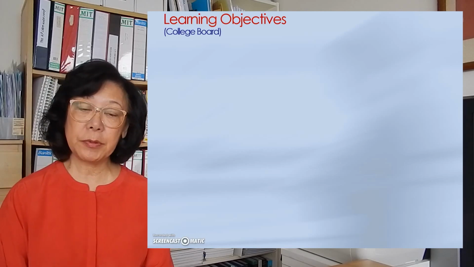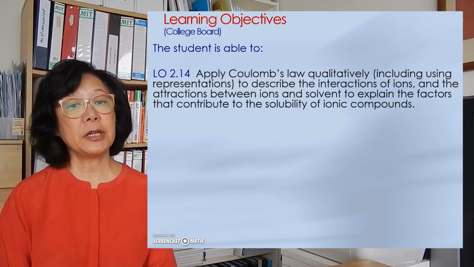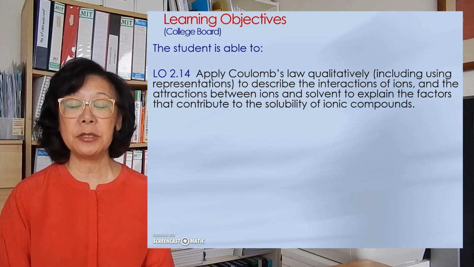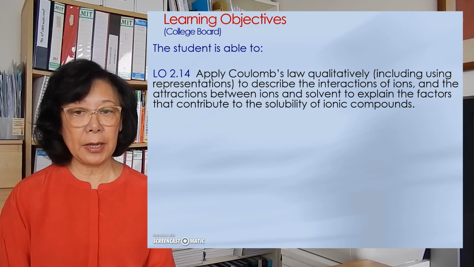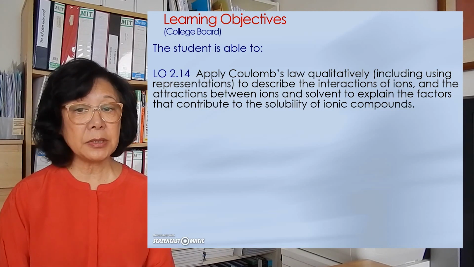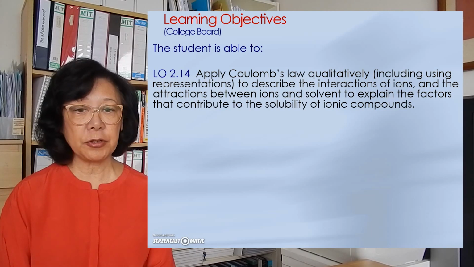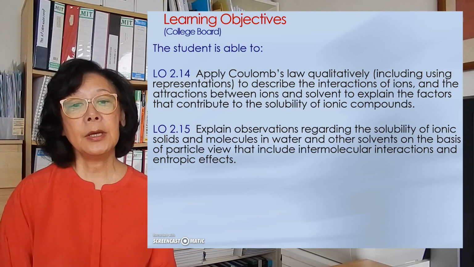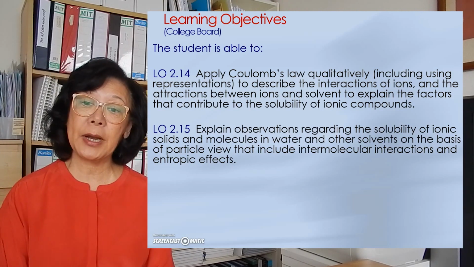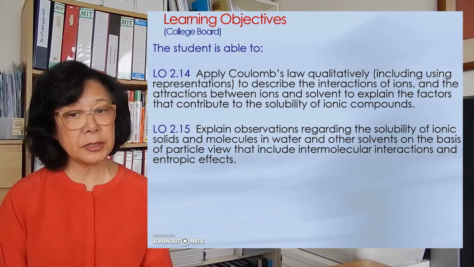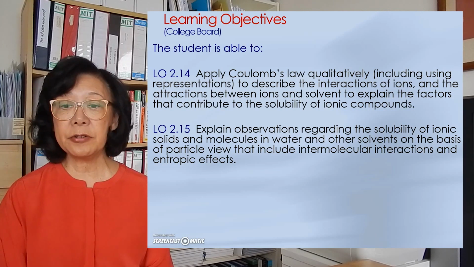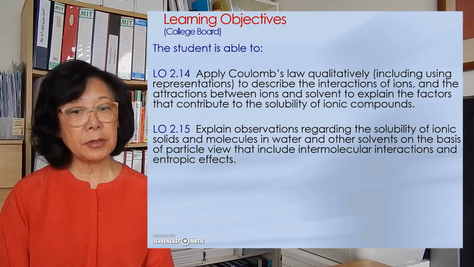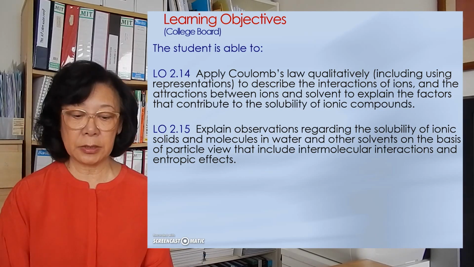Tying to the learning objectives from College Board, the student is able to apply Coulomb's law qualitatively, including using representations to describe the interactions of ions and the attraction between ions and the solvent to explain the factors that contribute to the solubility of ionic compounds. The student can explain observations regarding the solubility of ionic solids and molecules in water and other solvents on the basis of particle view that include intermolecular interactions and entropic effects.